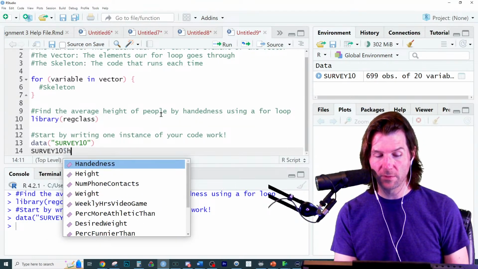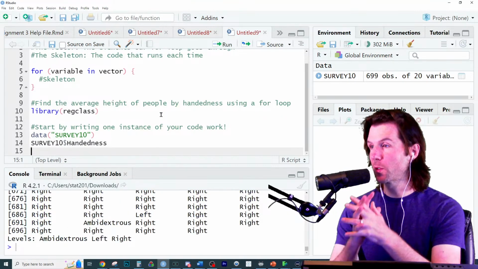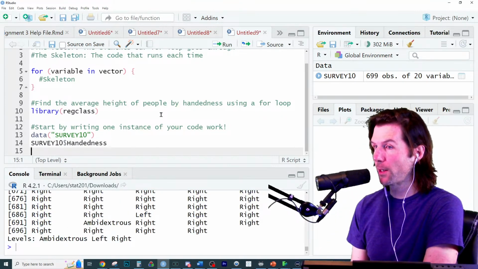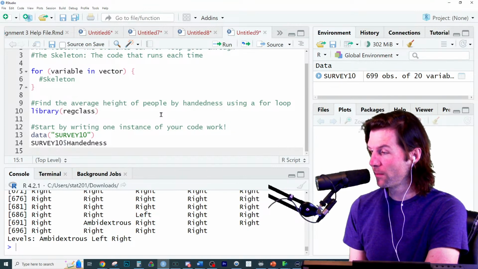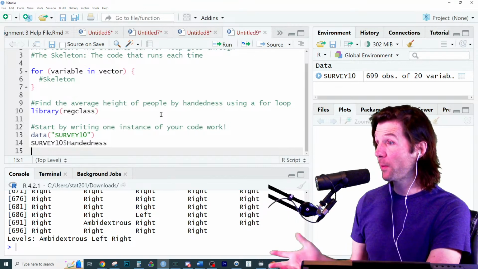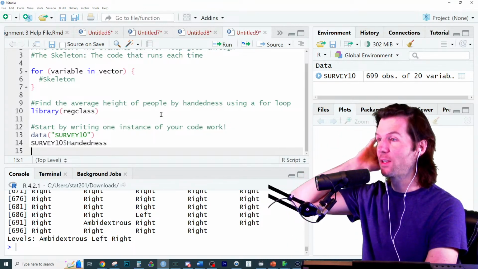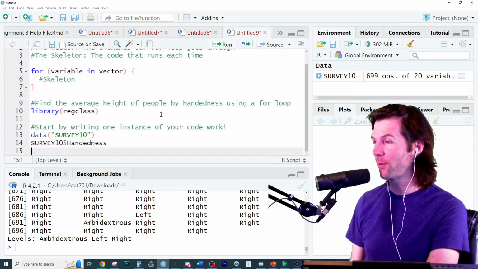We have handedness of individuals. So the first thing I want to think about is I want to find the average height of people by their handedness. I think you're on the right track, Kaya. So we're going to do one instance. This is exactly it.